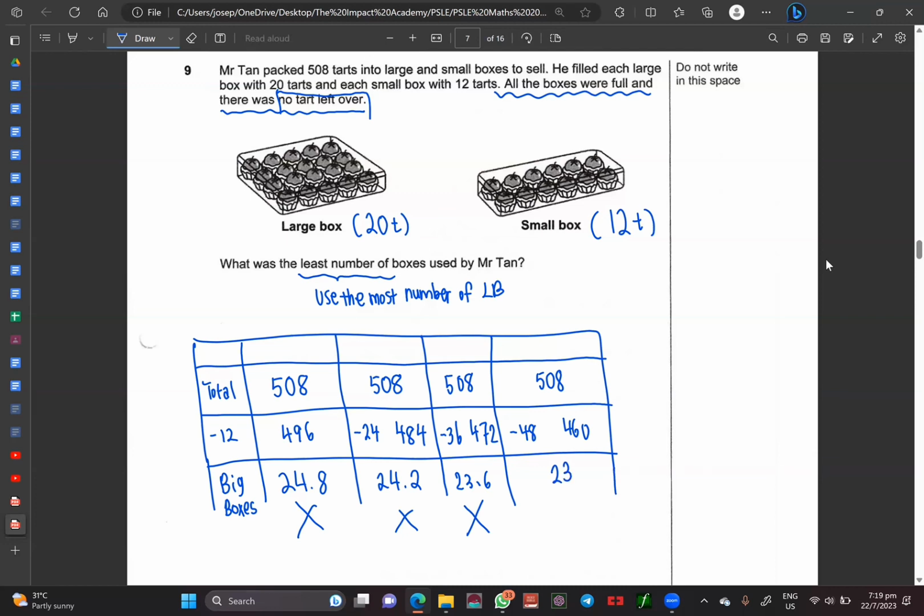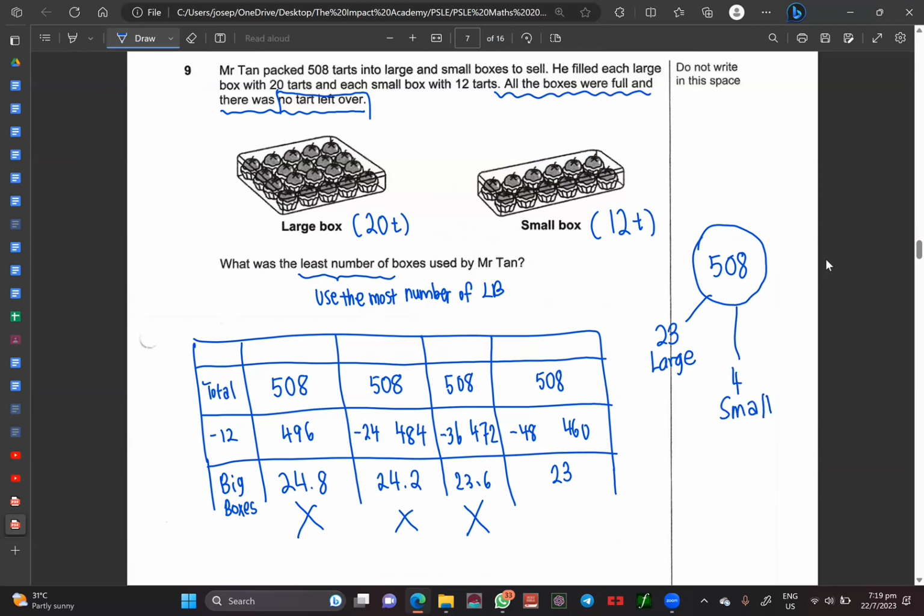So what are they trying to tell us? The question is trying to tell us that for the 508 tarts, this person is going to use 23 large boxes, and also how many? 4 small. I say that again, 4 small.